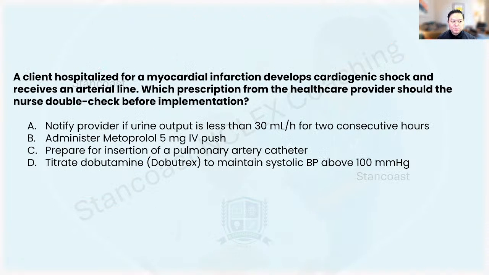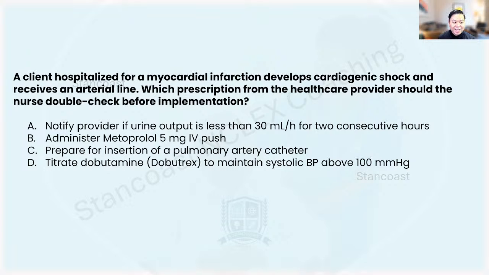A client hospitalized for a myocardial infarction develops cardiogenic shock and receives an arterial line, or ART line. Which prescription from the healthcare provider should the nurse double check before implementation? Again, let me repeat. Excuse me. A client hospitalized for a myocardial infarction develops cardiogenic shock and receives an arterial line. Which prescription from the healthcare provider should the nurse double check before implementation?